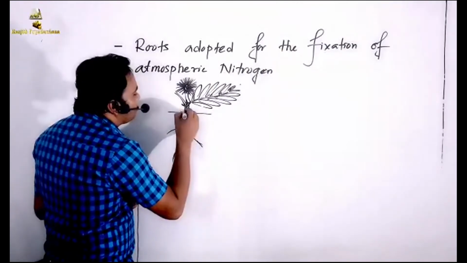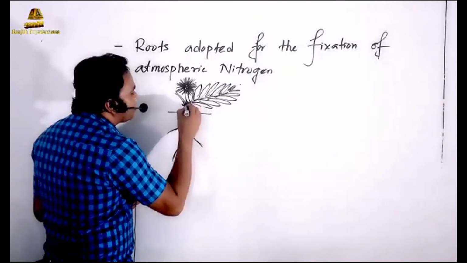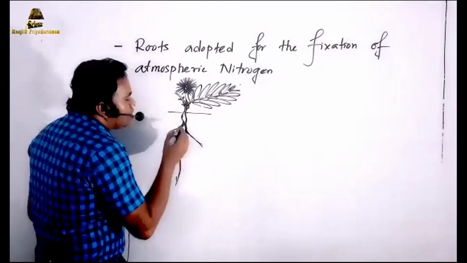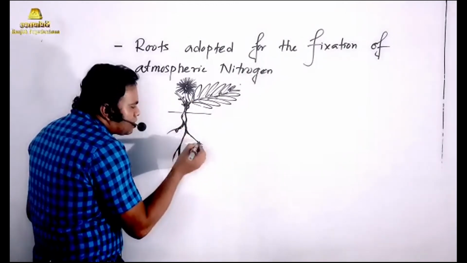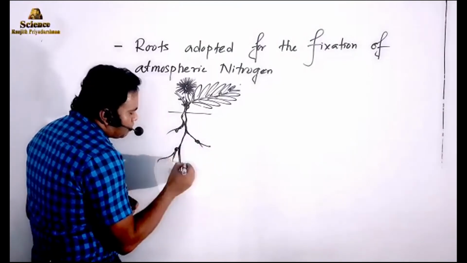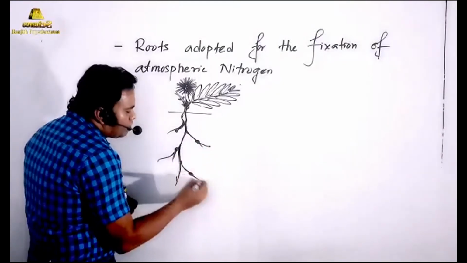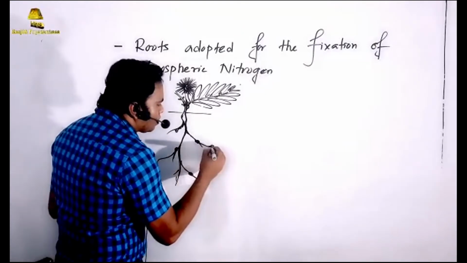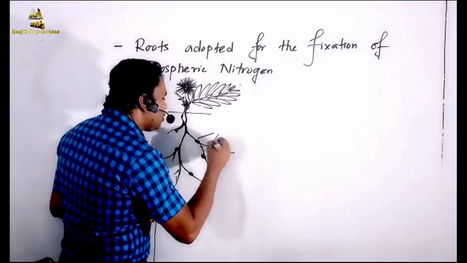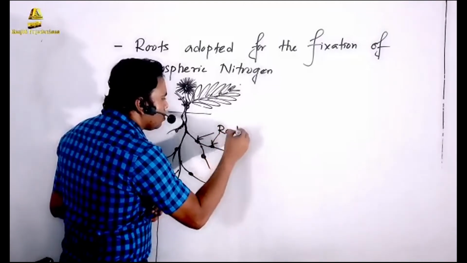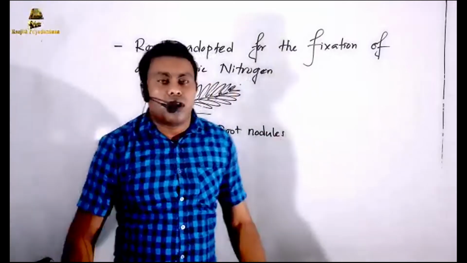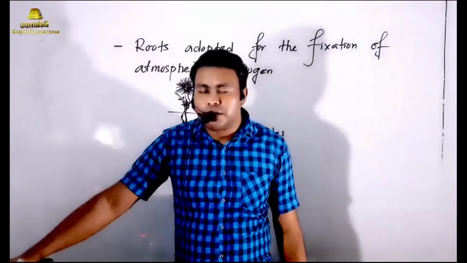Okay, now sir, look at this. So you can see in this root system, there are root nodules like this. You can see these root nodules. So they are known as root nodules.